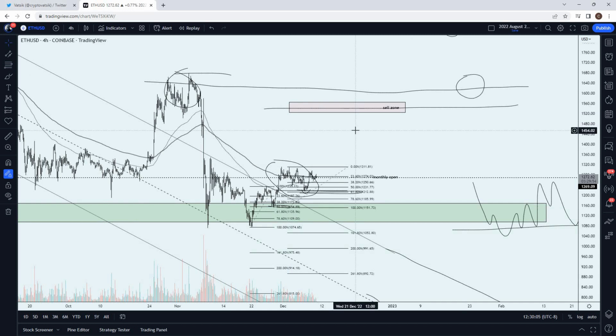Thank you so much for joining, everyone. Hopefully you found this video helpful for the future price action of Ethereum, depending on what you're doing, if you're accumulating or shorting or longing, whatever you're doing.